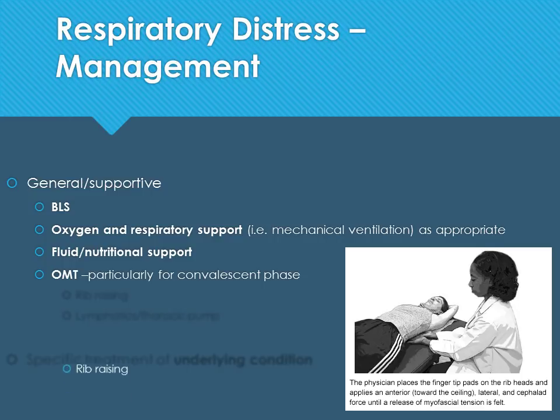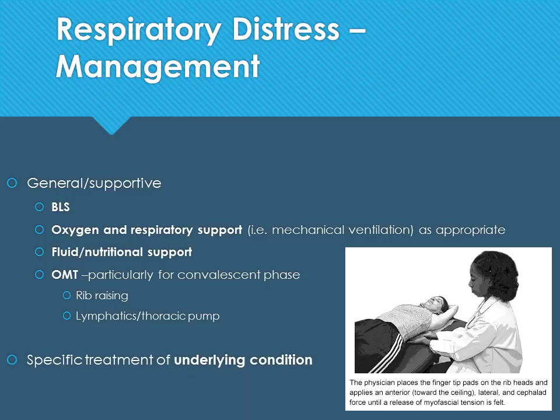And then OMT, things like rib raising, lymphatics, and thoracic pump, anything that we can really do to help support both the mechanics as well as the viscerosomatics of our patient. And then clearly, we want to try to figure out what the underlying condition is that's causing the respiratory distress, and then treat that as specifically and urgently as possible.